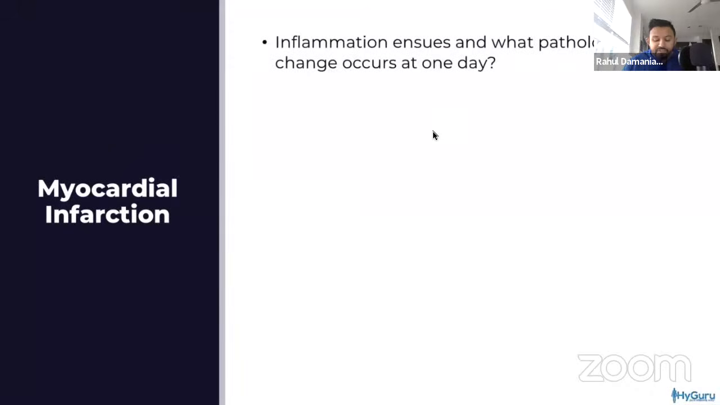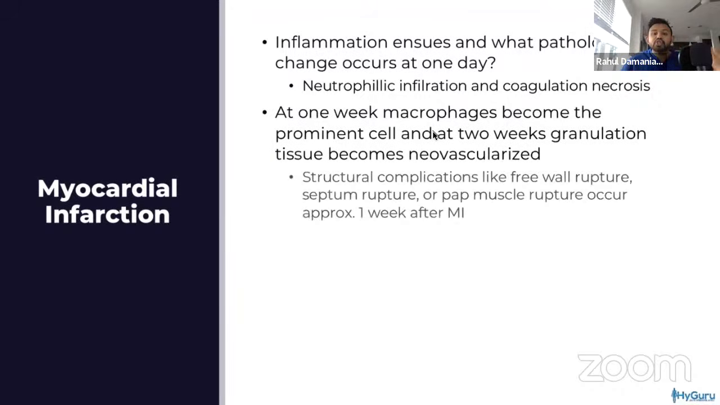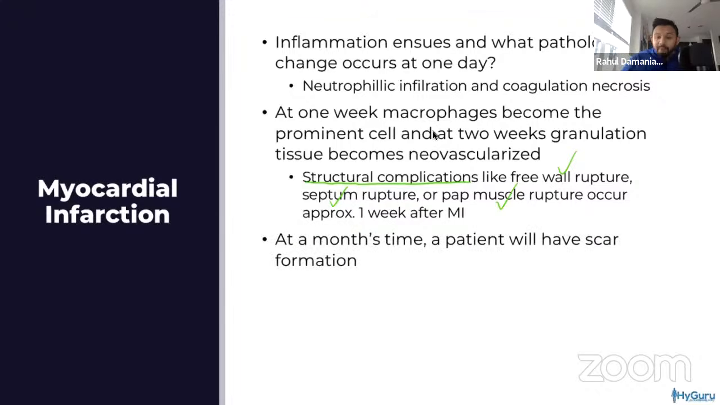So what we're going to think about is that inflammation is going to be first started with the neutrophils and coagulative necrosis. At 1 week, the macrophages come in. So 1 day, neutrophils. Around 1 week, macrophages. And you start getting granulation tissue. Now, during this time, remember to watch out for structural complications, such as free wall rupture, septum rupture, papillary muscle rupture. In papillary muscle rupture, the test questions are going to be related to a new onset murmur. At a month's time, the patient can end up having scar formation.